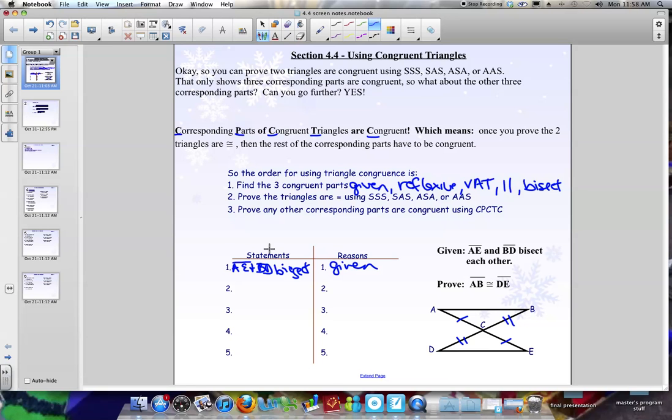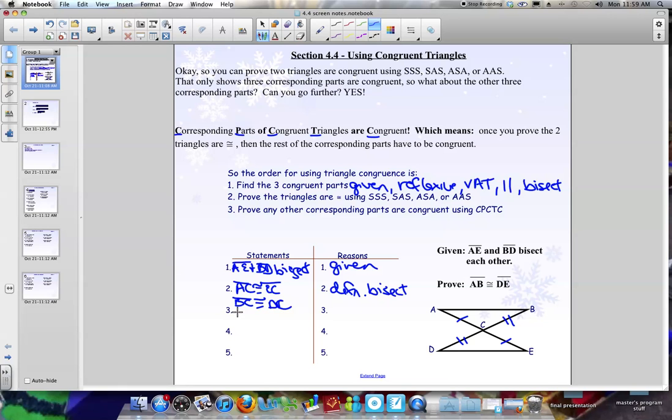So because we were given that we have bisectors, we have that AC is congruent to EC, and that BC is congruent to DC. And our reason for that would be the definition of bisect. Okay? There's 2 of our 3 congruent parts. Now we have to find our 3rd congruent piece, looking for these types of things. The one thing that we have in this picture is angles that form an X. So we have vertical angles.